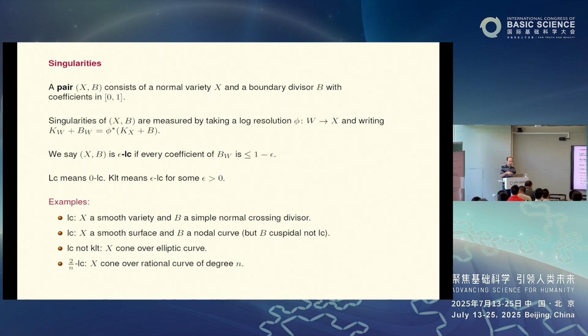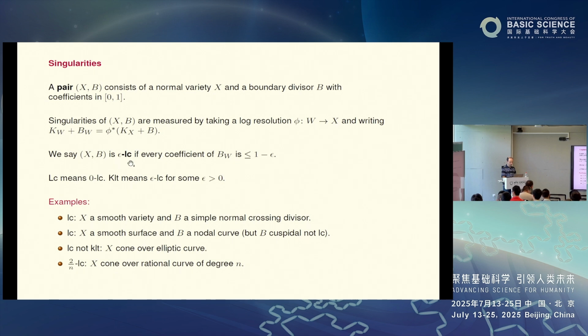This process, although we know it exists, it can be very complicated. Once you do the resolution, then you pull back the canonical divisor together with the boundary divisor, and then you can write it down. So let's say the resolution is W to X. I can write this down as K_W plus a correction term, B_W. And then the singularities are defined by looking at the coefficients of this B_W. The larger the coefficients, the worse or the deeper the singularities.